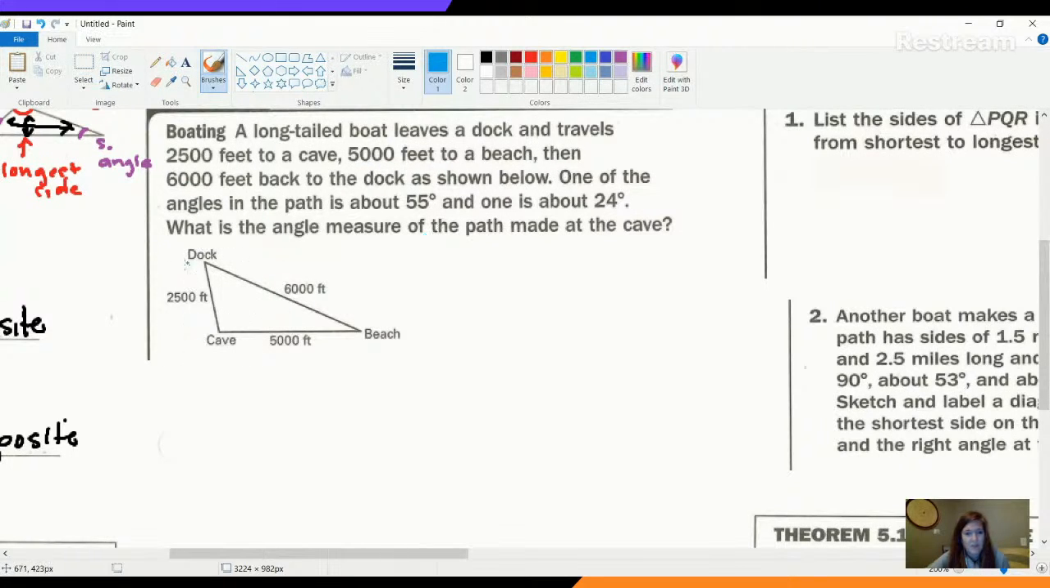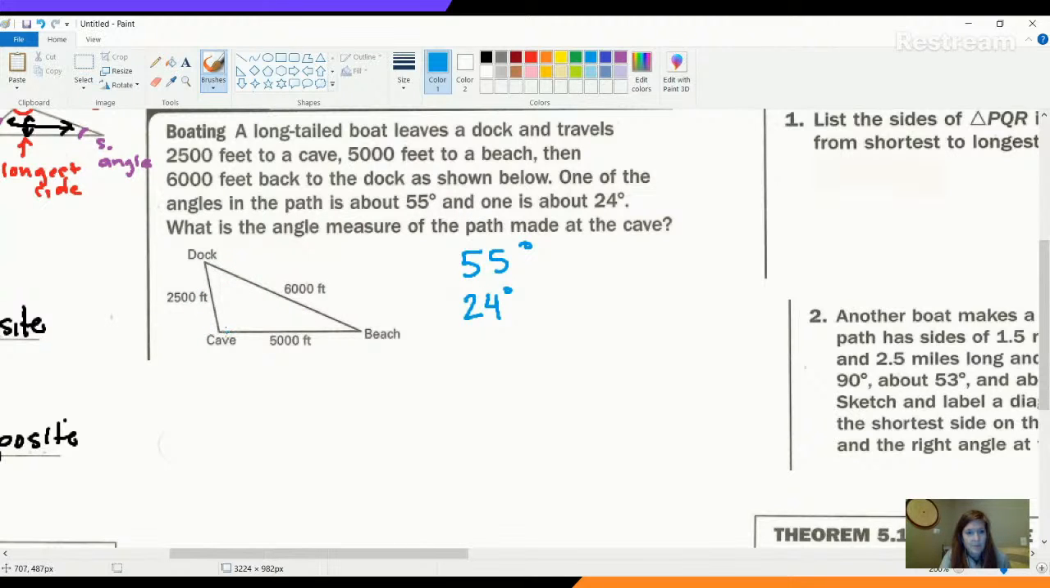So they give you a nice picture. It's going in a triangular shape loop, right? One of the angles in the path measures 55 degrees, and one is 24 degrees. What is the angle measurement of the path made at the cave? So basically, they want you to fill in the blanks and tell which angle each of these form.